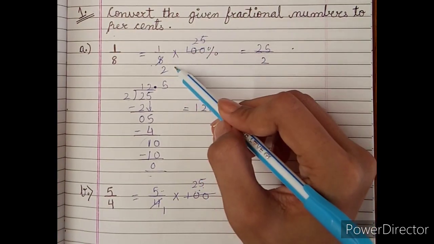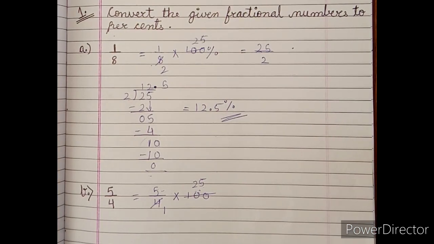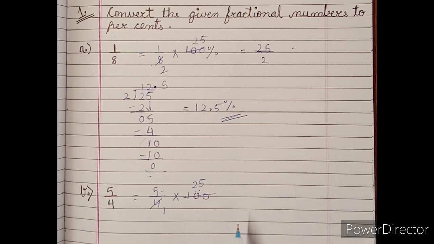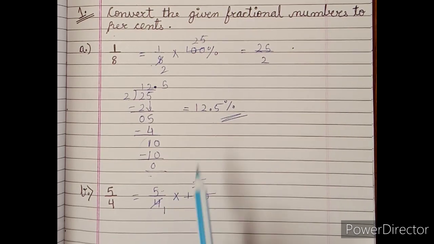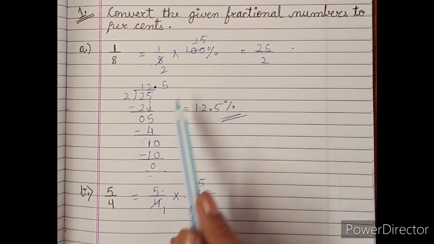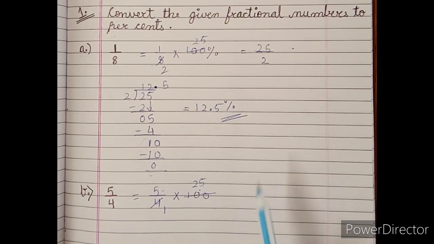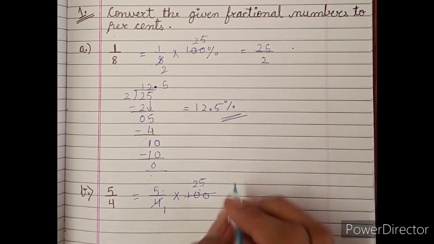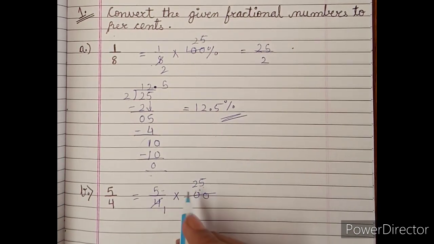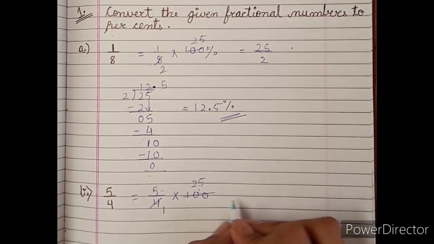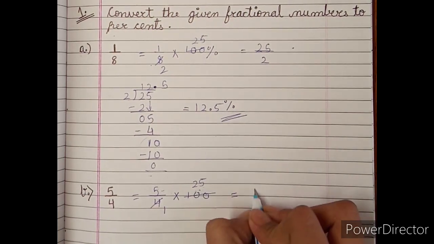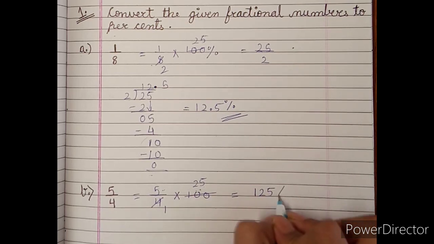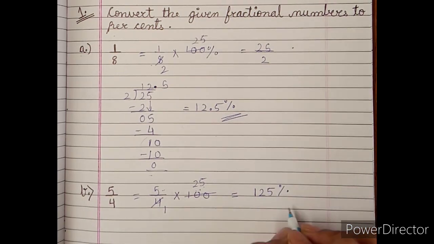And earlier 25 and 2 were up and down, so we divided it. Okay. If they are side by side, we multiply, and if they are up and down, then we divide. So here we have to multiply 5 and 25. So 5 multiplied by 25 is equal to 125%.